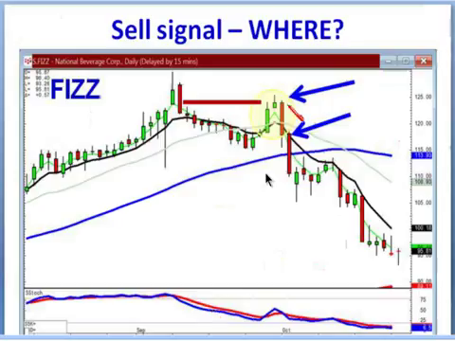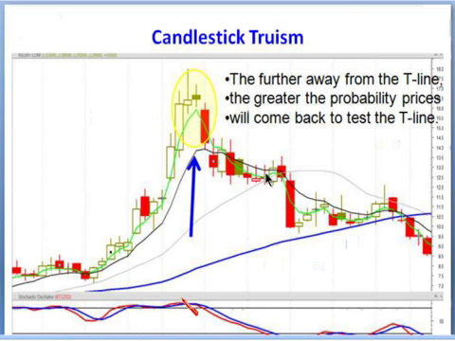Or, in this case, because we're not in the overbought area, when it closed below the T line, I'm closing it out, because what can I visually identify? An evening star signal, and where did it occur? Right at the same level we had the bearish engulfing signal a few weeks prior to that. So remember, the further away we move from the T line, the higher the probability we're going to come back and test it.